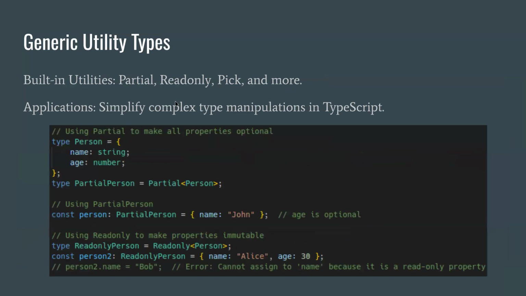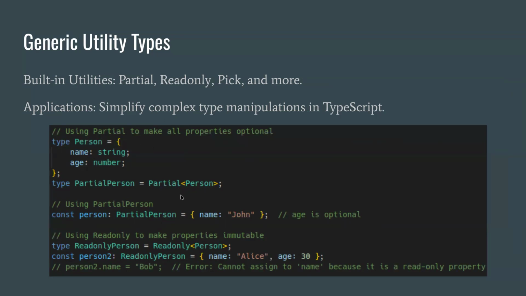Generic utility types. TypeScript provides several built-in utility types that leverage generics for common tasks. For example, the Partial type makes all properties of an object type optional. You can see that we have this Person type that has name and age, and by applying Partial to Person, we don't have to provide age, and it's still valid.